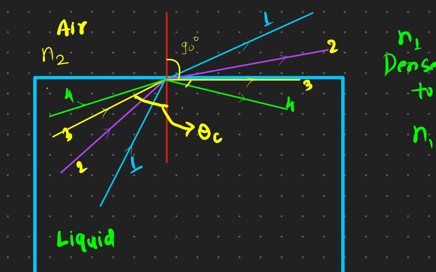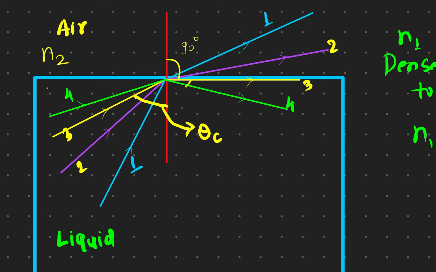So there will be no light. If you send a light ray at this angle or greater than the critical angle, the light will be reflected back in the same medium. And because of this critical angle, exactly based on this idea, you see the diamonds sparkle, the diamonds glow.